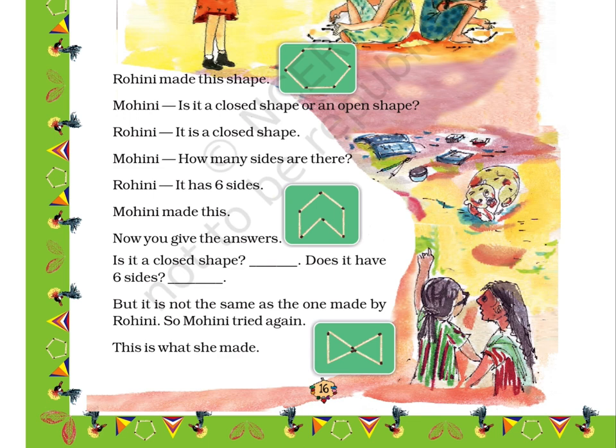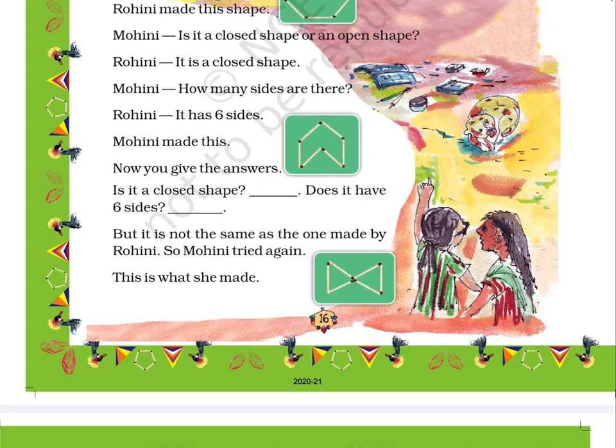Mohini made this. We have a picture of the shape made by Mohini. Now you give the answers. Is it a closed shape? Dash. Does it have 6 sides? Dash. But it is not the same as the one made by Rohini. So Mohini tried again. This is what she made. We have a picture of the shape made by Rohini.